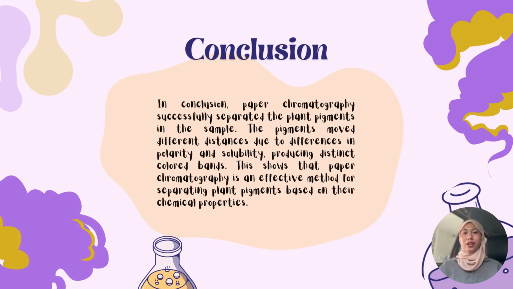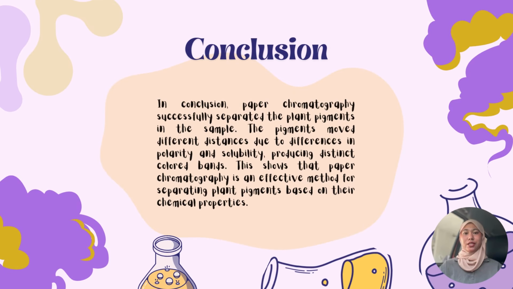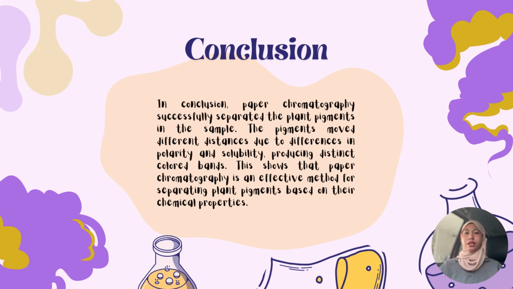To conclude, this experiment clearly demonstrates the principle of paper chromatography in separating plant pigments. Paper chromatography operates based on the differential distribution of compounds between a stationary phase, which is the chromatography paper, and a mobile phase, which is the solvent. As the solvent moves up the paper through capillary action, the plant pigments are carried along at different rates.